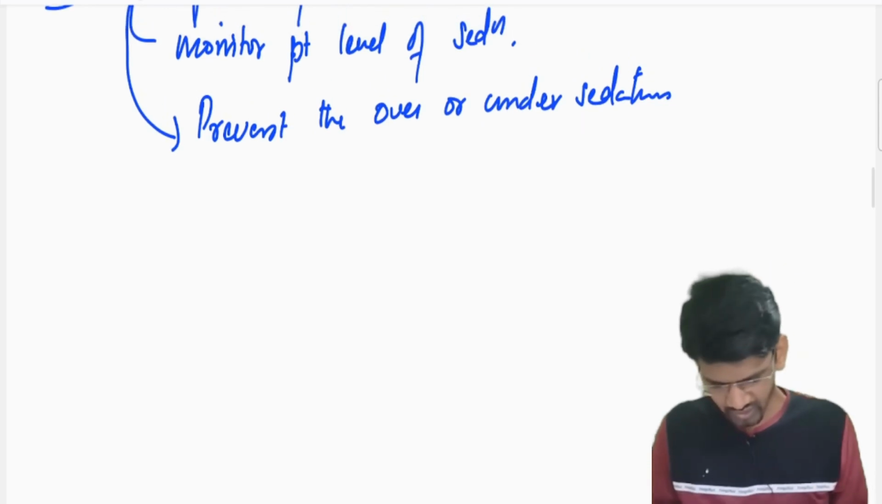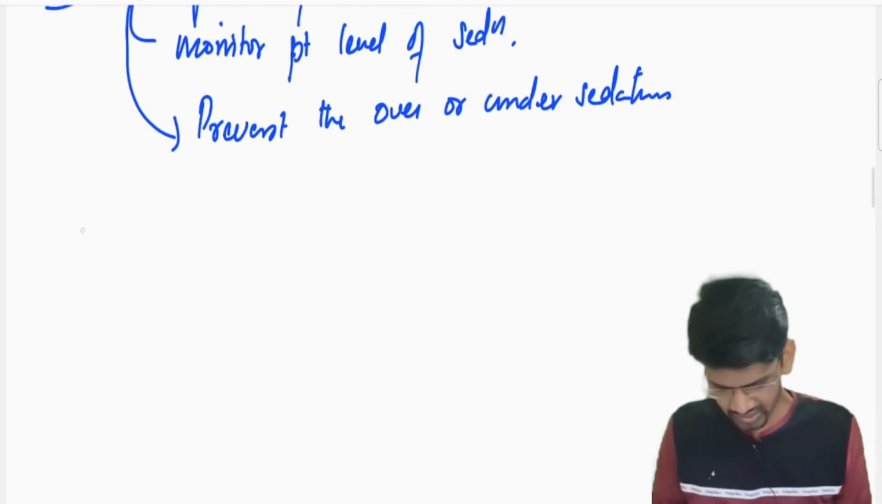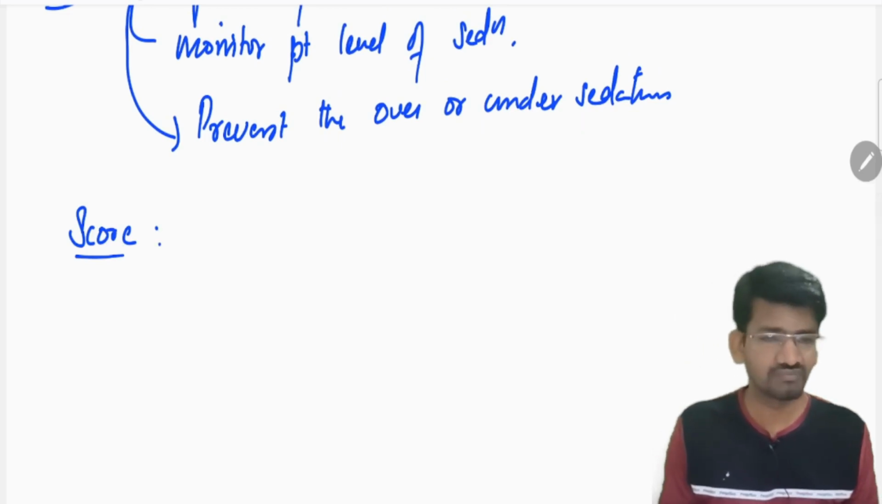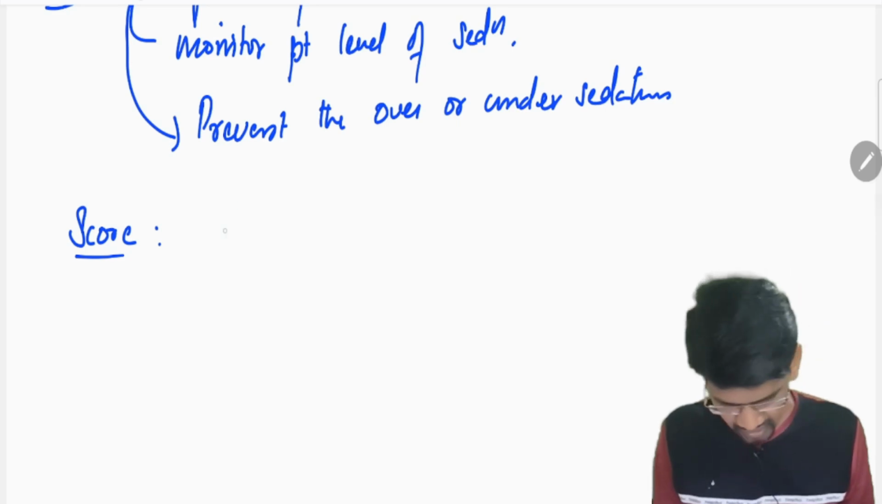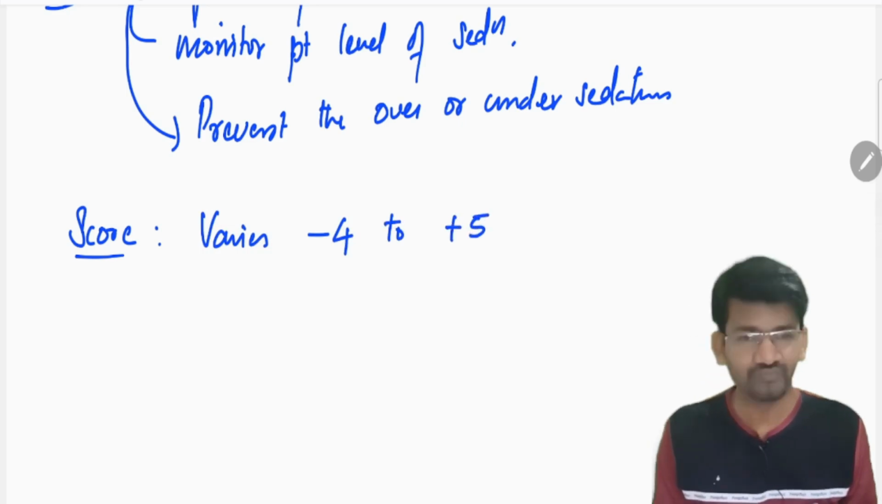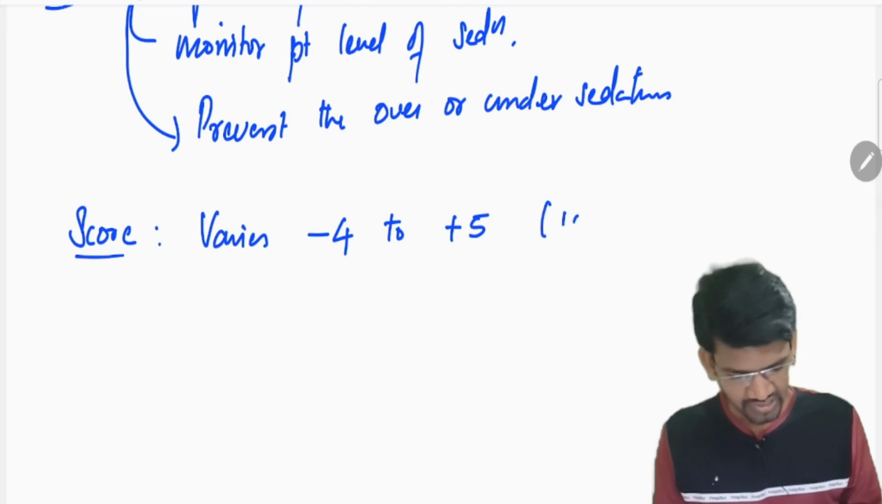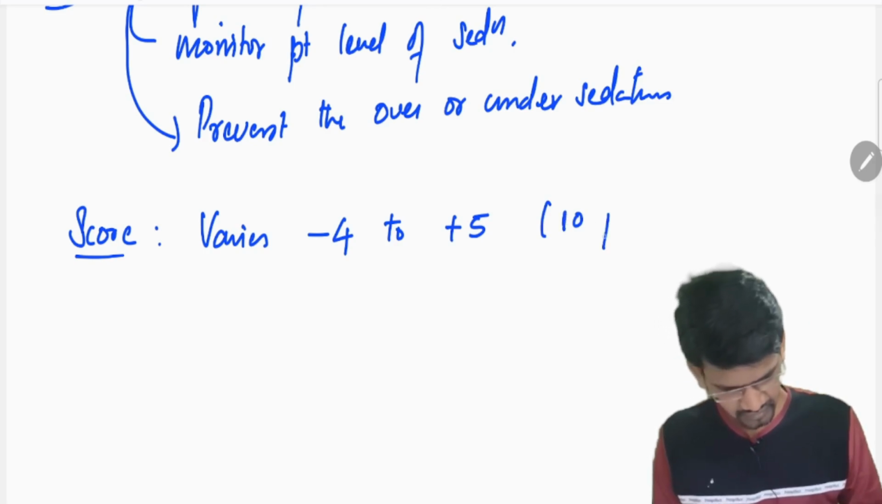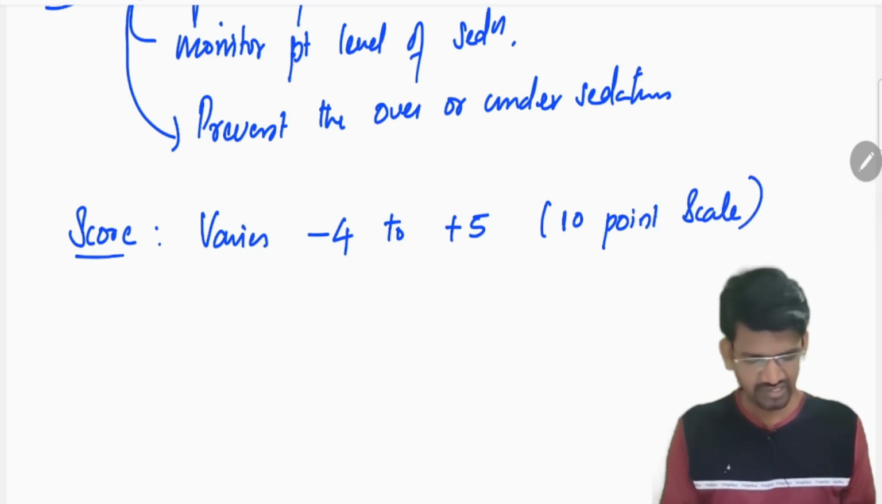Okay, so now one more thing: what is the score we give here? The scoring system varies between -4 to +5. Overall it is a 10-point scale. It is a 10-point scale.